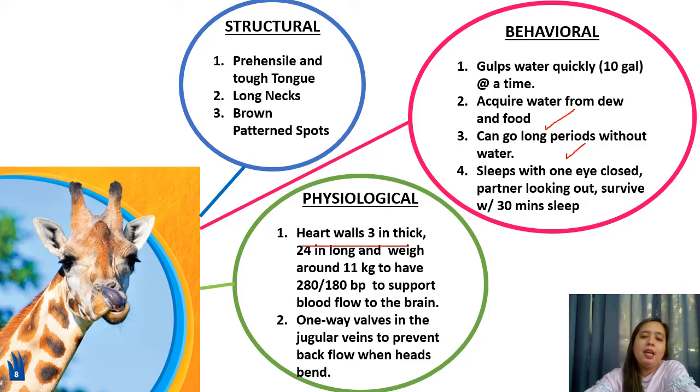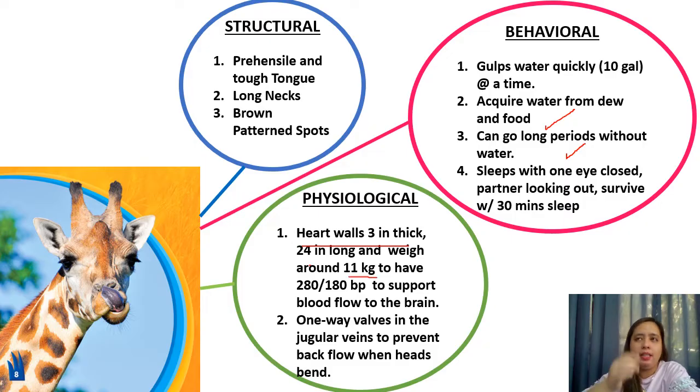Why 3 inches? This is so it should be able to pump that blood up a very long neck, and at the same time, when they bend their head, there's no backflow. This is what I was telling you about, backflow, I mean. So the heart is 3 inches thick, 24 inches, and weighs around 11 kilograms.